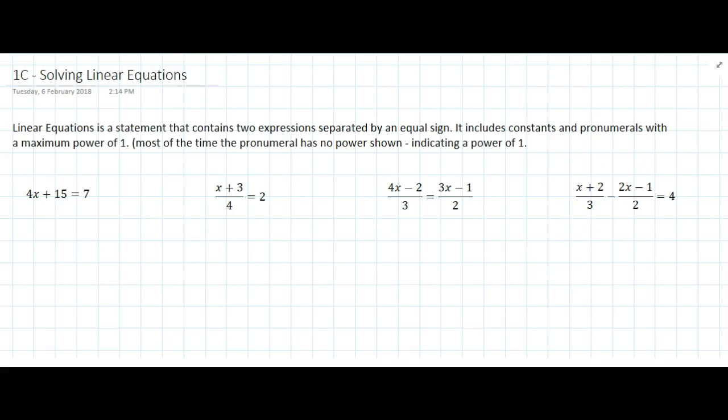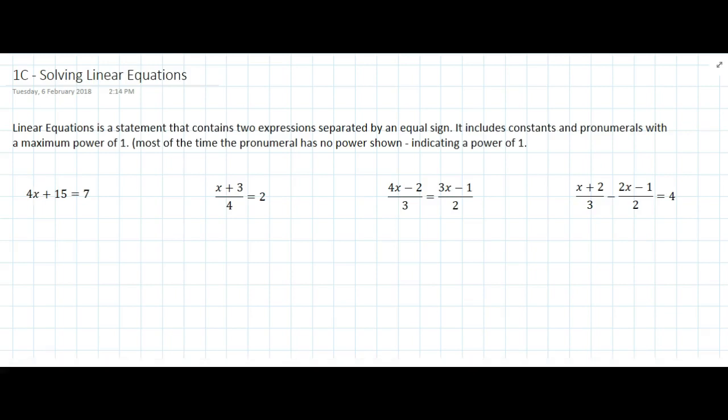Just before we go through that, a linear equation is, so an equation is defined by two expressions separated by an equal sign. So it contains constants, so numbers, and variables, letters, with a maximum power of 1. Okay, so if it has more or less than 1 power, then it's not linear. Most of the time the power will not be shown. So in this first one here, x is the variable. It doesn't have a power, which means it has a power of 1. Okay, we just leave that out.